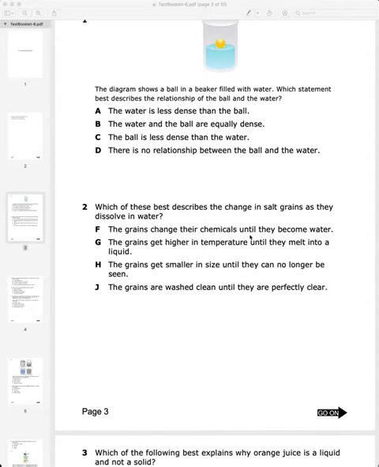Number 2. Which of these best describes the change in salt grains as they dissolve in water? F. The grains change their chemicals until they become water. G. The grains get higher in temperature until they melt into a liquid. H. The grains get smaller in size until they can no longer be seen. J. The grains are washed clean until they are perfectly clear.